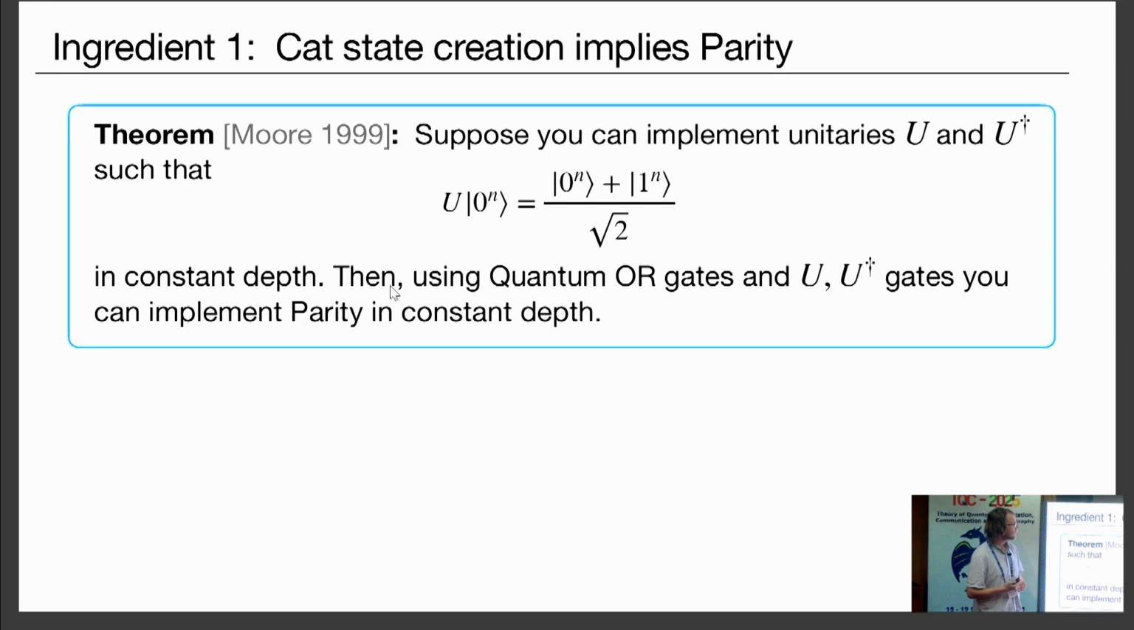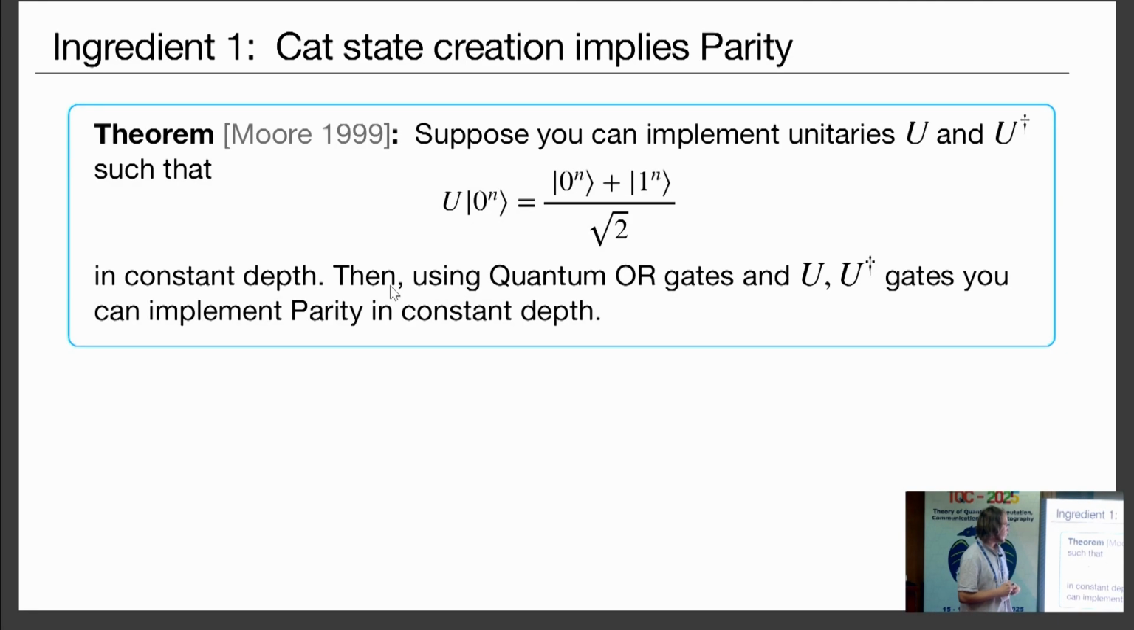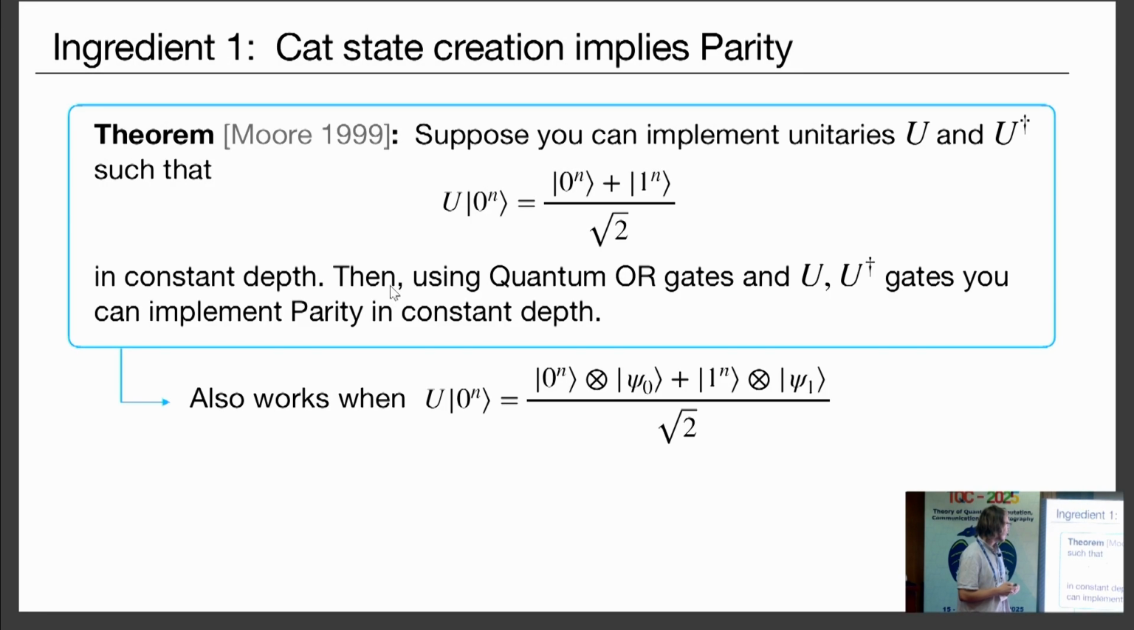So in particular, if you can implement a circuit U, which takes all zeros as input and leaves you with this sort of maximally entangled cat state, then using U dagger and OR gates, you can compute parity. I won't get into how this works, but it's a very nice and simple circuit. So if you're curious, talk to me or check it out in Moore's paper.